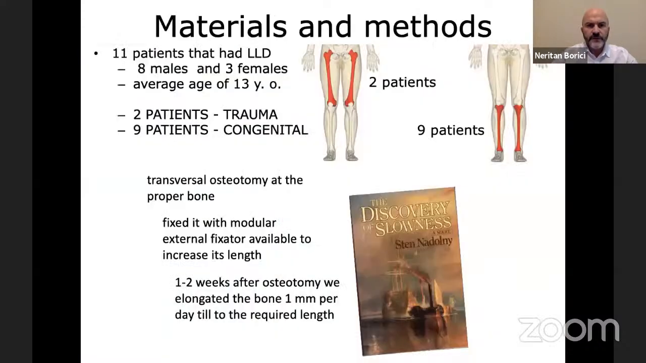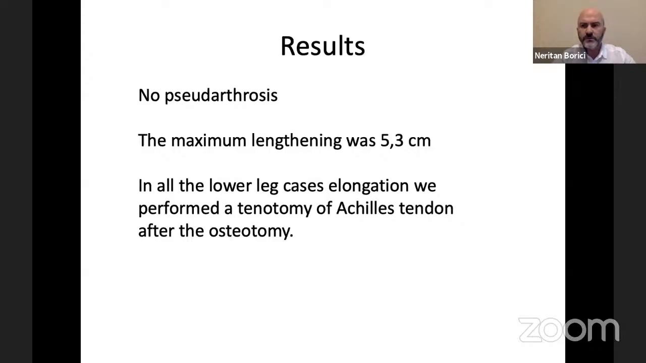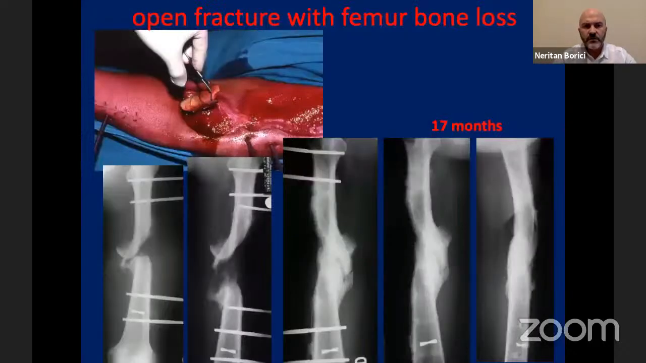In our cases, we have used the external fixator in a population of 11 patients, 8 males and 3 females. Two patients had trauma and 9 patients had congenital problems in the tibia. In the tibia, we performed a transversal osteotomy at the proper bone, fixed it with a modular external fixator, and it can be adjusted to increase its length. We began lengthening 2 weeks after the osteotomy, at 1 millimeter per day. The results are good, with no pseudoarthrosis, and we achieved lengthening of 5.3 centimeters, the maximum length that we had.